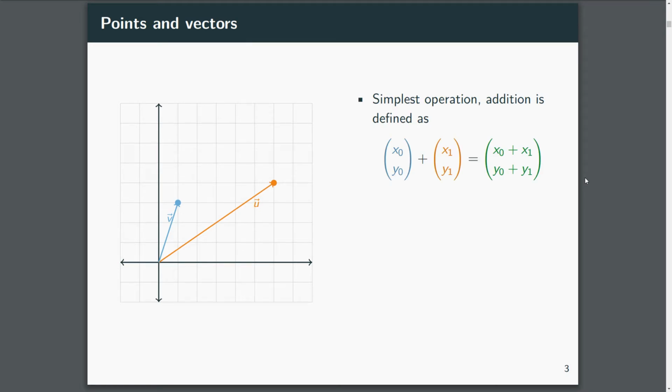So the simplest operation which we have is addition. We can add two vectors, and you'll just get the sum of the x coordinates with the sum of the y coordinates. So adding these together, you end up with the green vector.